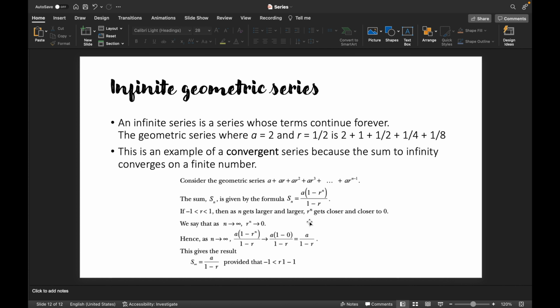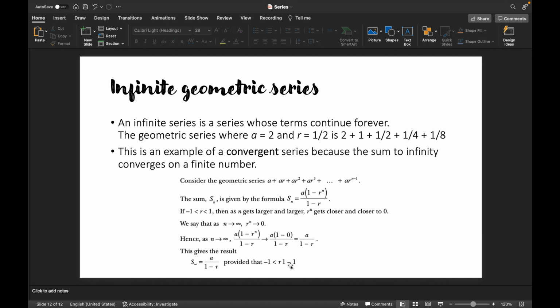Just think about half to the power of 1,000. What will it become? It becomes so small that it approaches 0. And therefore, we know that as n approaches infinity, r to the power of n becomes 0. Using this principle, we derive that the sum to infinity will be a divided by 1 minus r, provided that r is in between -1 and 1. And so if it's in between 1 and -1, the geometric series will definitely converge.